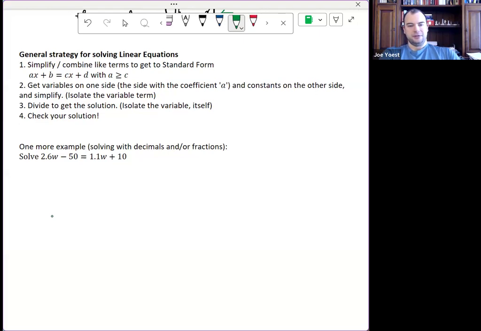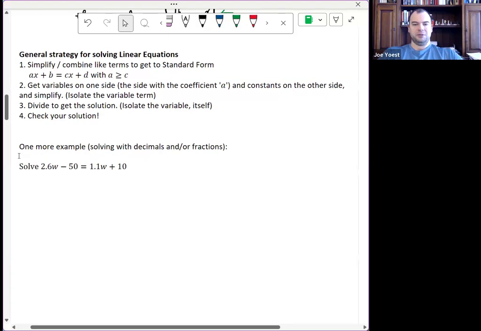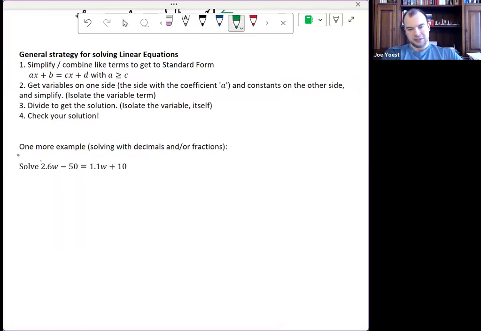I see I have, let me bump this away from that line so I can notate this. I see I have a variable term on each side and a constant term on each side. And my same strategy should work just fine. I start by trying to combine my variable terms together. My variable here is W. On the right-hand side, I have 1.1W minus 1.1W. They go away, and plus 10 left over.